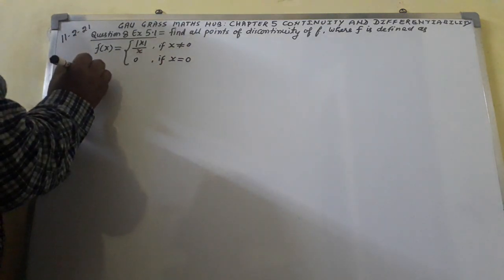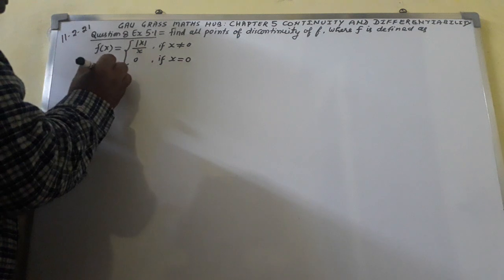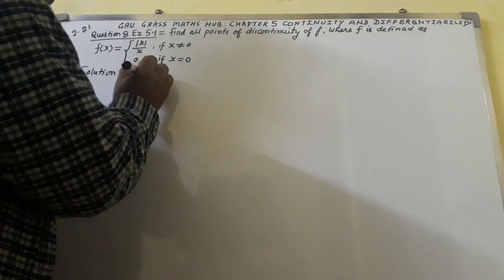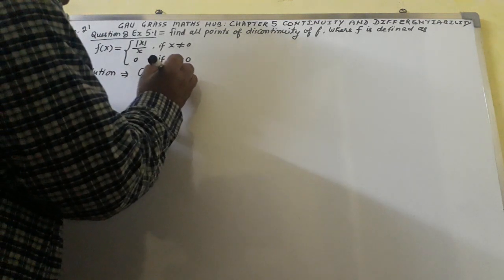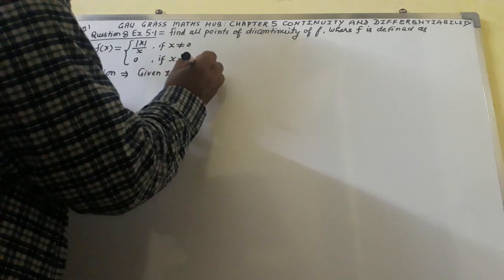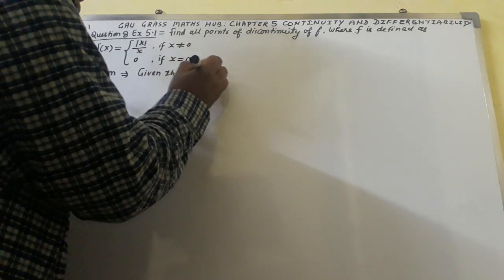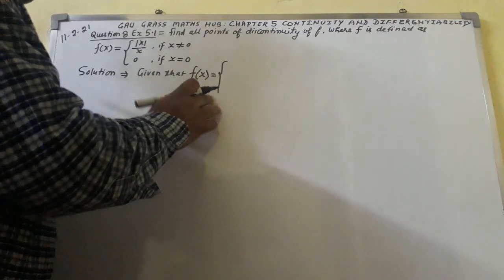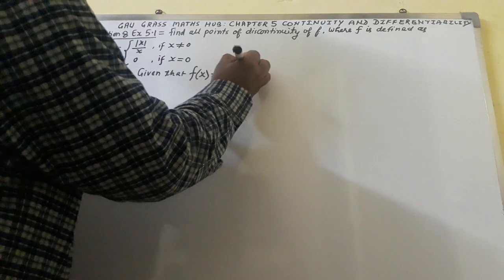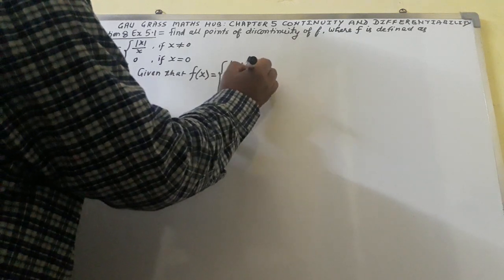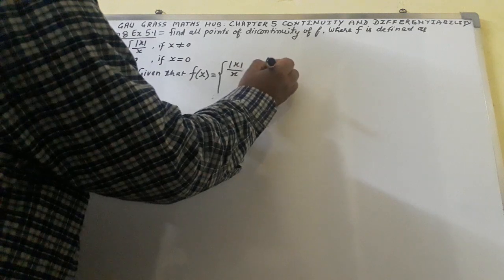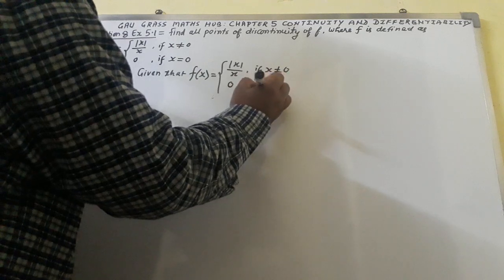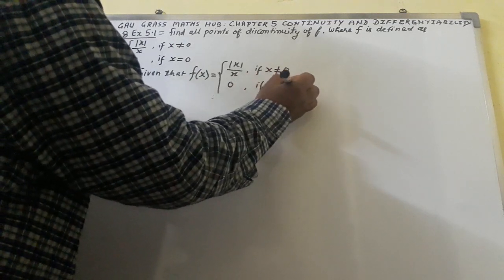Here I shall write the solution. Given that f of x equal to mod x over x if x is not equal to 0, and 0 if x is equal to 0.